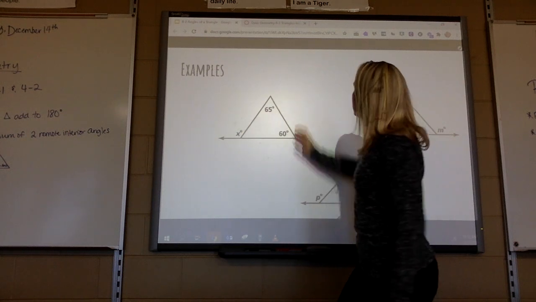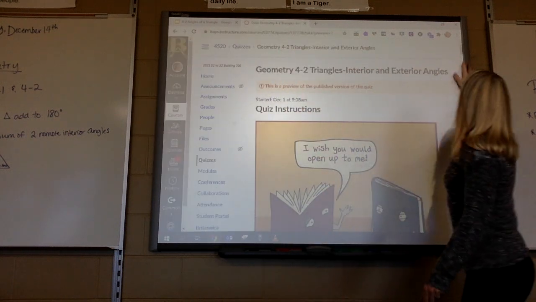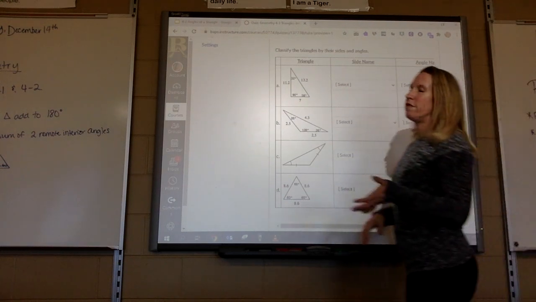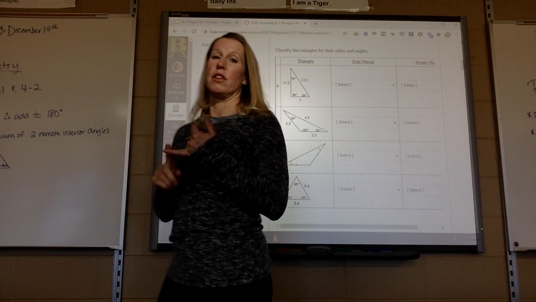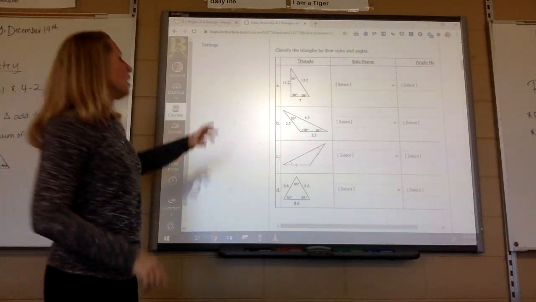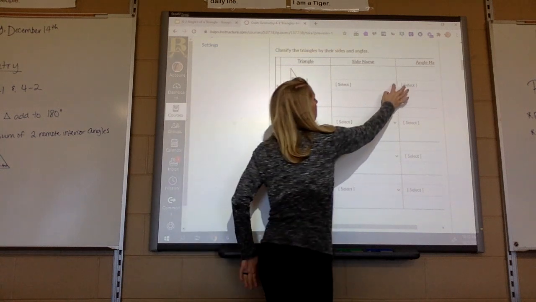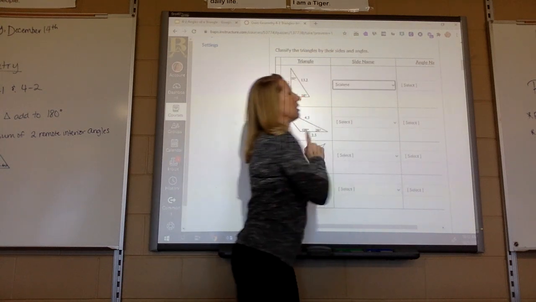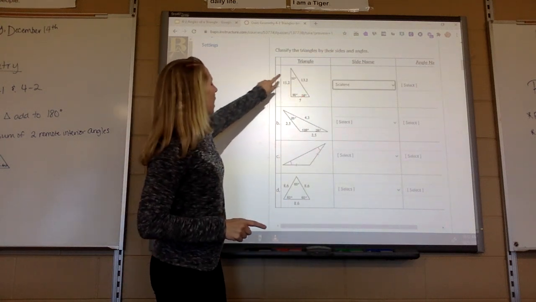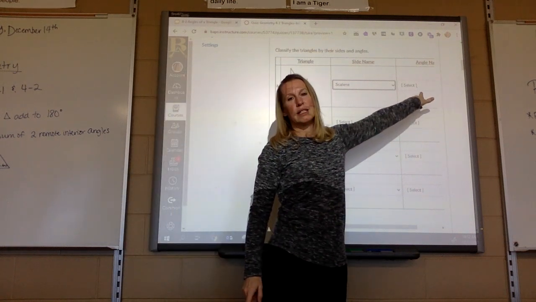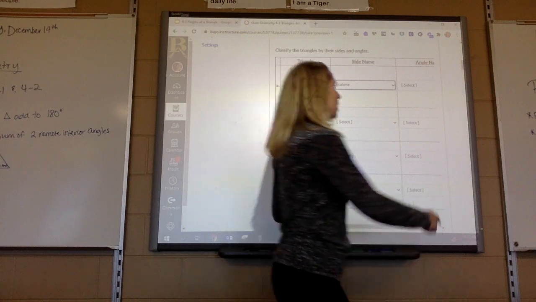Let's go to your assignment. Okay, so the first ones are just review. You're going to classify the triangle by sides and by angles. So on this one, by sides, since all the sides are different, I hope you remember that would be scalene. And by angles, you have a 90-degree angle, so put right in the other box. So that's just review.